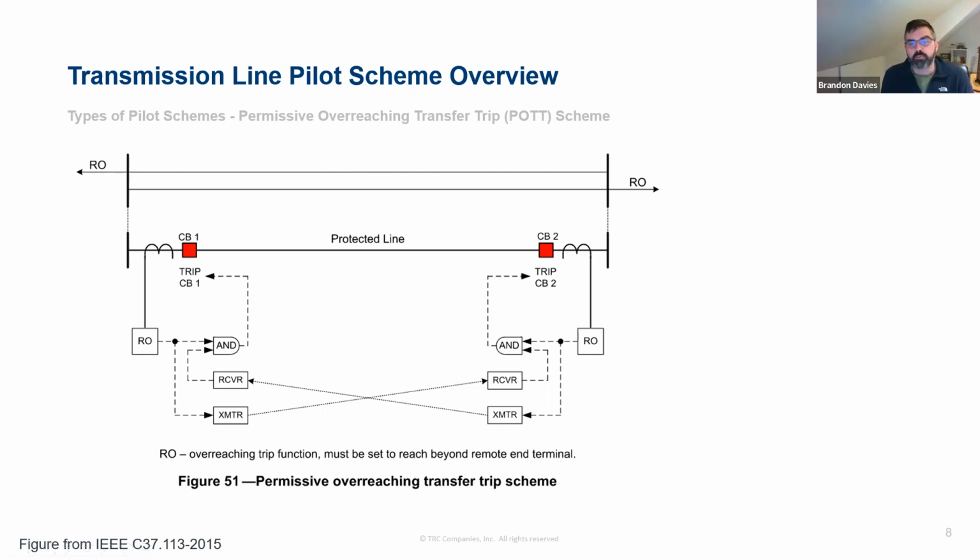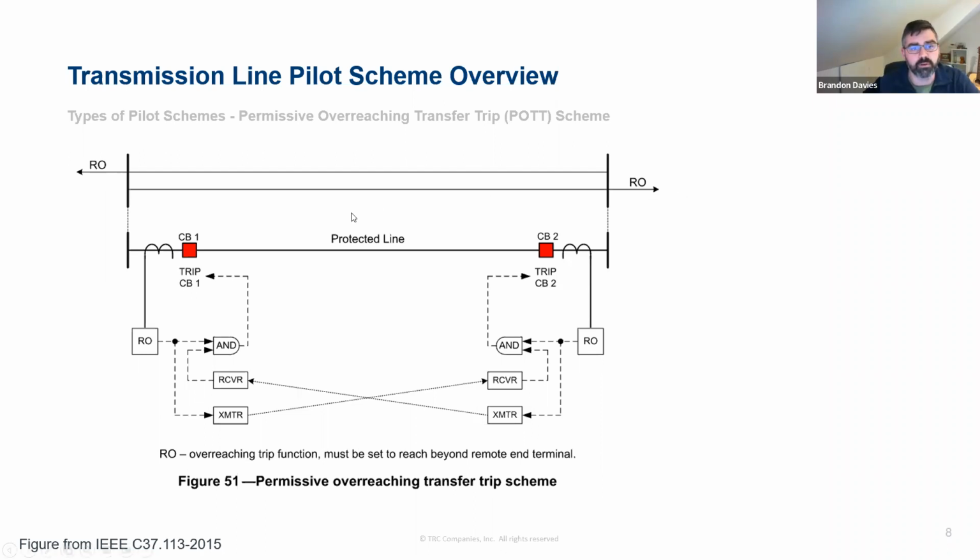I'm going to go over a couple examples of pilot schemes. We probably won't get through all of them, but I at least want to show a couple of the common ones. The first one is a permissive overreaching transfer trip scheme, or POTT scheme. This is probably the most commonly applied directional comparison type scheme that we see used these days.